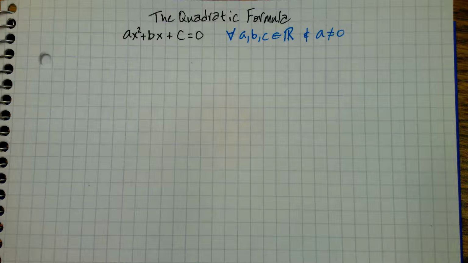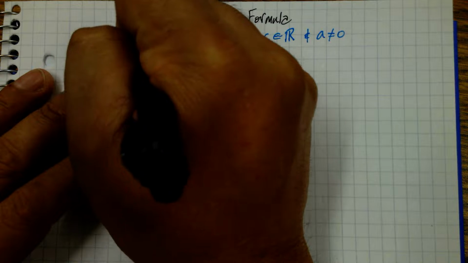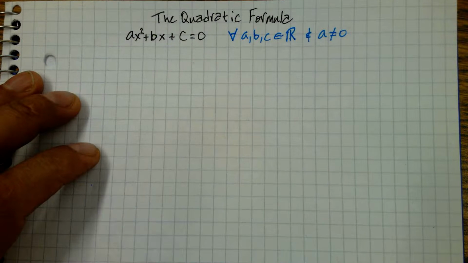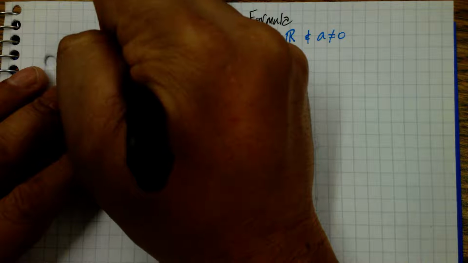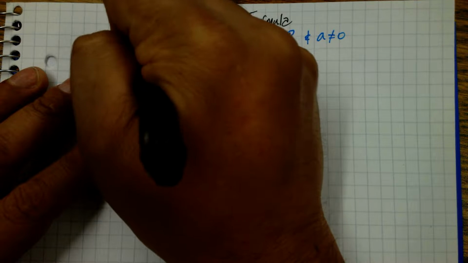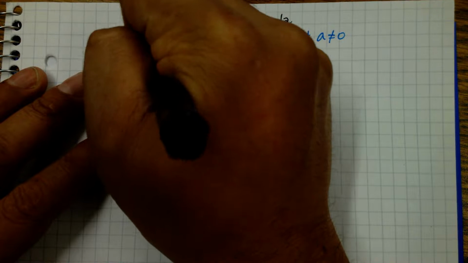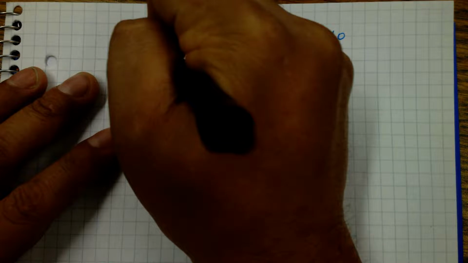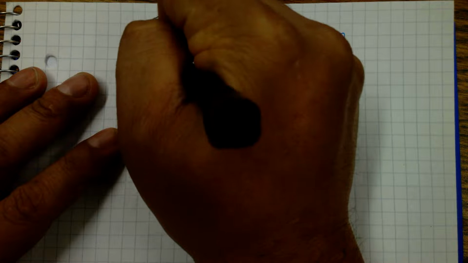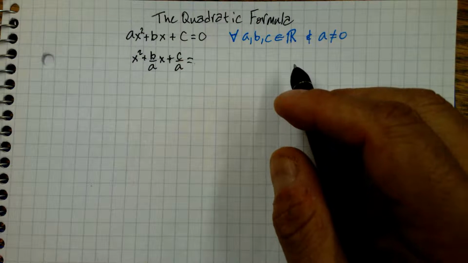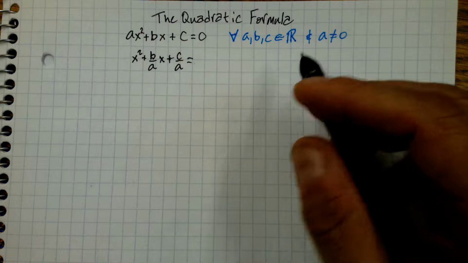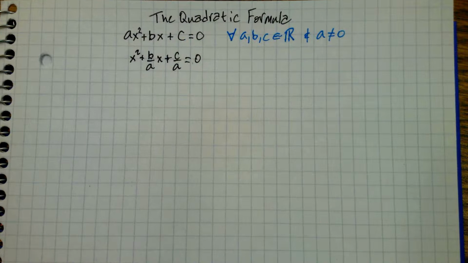So let's look at this first step. Okay, so the first step is we're going to divide everything by A. So if I divide by A, I get x squared plus b over a times x plus c over a. And what's 0 divided by a? Just remember, a is any number. So what's 0 divided by any number? 0. So that's 0.